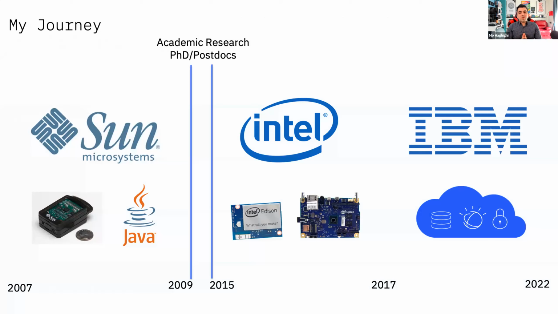I would like to start my talk by telling you a little bit about myself and my journey through IoT and edge computing. In 2007, I had the honor of working for Sun Microsystems, which was the pioneer of many revolutionary open source tools and technologies such as Java programming language, Solaris operating system, VirtualBox, ZFS, NFS, and Spark microprocessors.